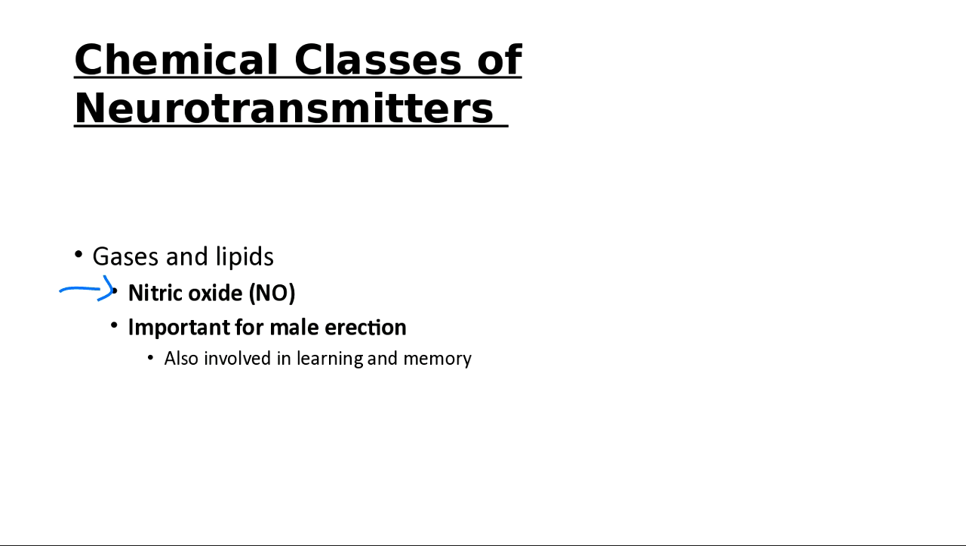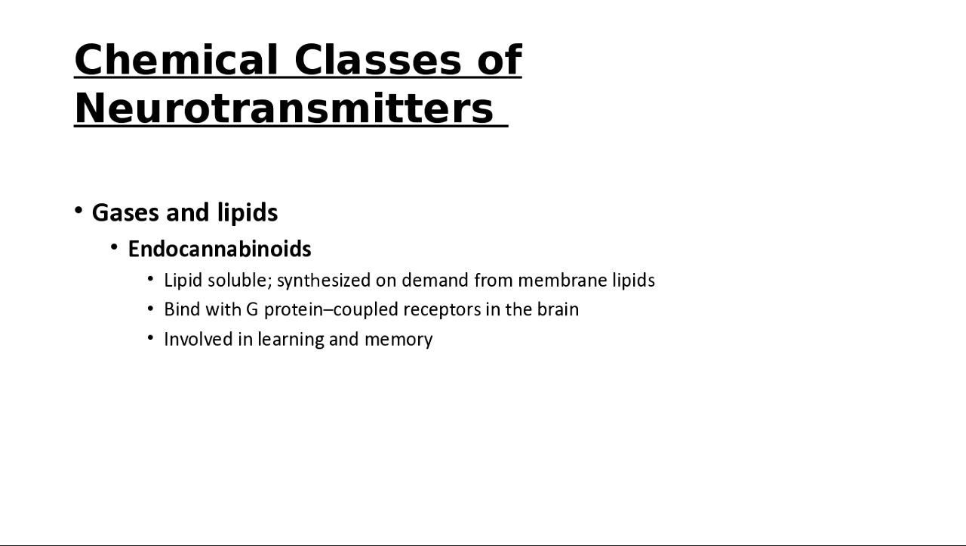Okay. Now, also, nitric oxide and other gases and lipids are also involved in learning and memory. So that would be in the brain. Endocannabinoids. Cannabinoids you're used to hearing about. These are actually normal things in the brain involved in learning and memory.